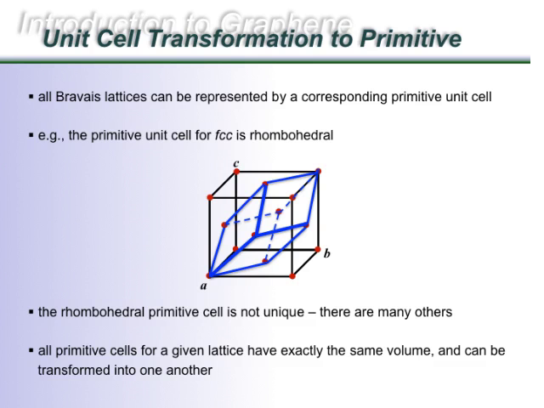Luckily, we can always transform a non-primitive conventional cell to a primitive cell. For example, the primitive unit cell for FCC is rhombohedral, and you can see that there's 1 lattice point per rhombohedral unit cell. Now, the rhombohedral primitive cell is not unique. There are many other primitive unit cells for this FCC unit cell. However, any primitive cell you might choose for a given lattice will have exactly the same volume as the others, and it can be transformed into any of the other primitive unit cells.